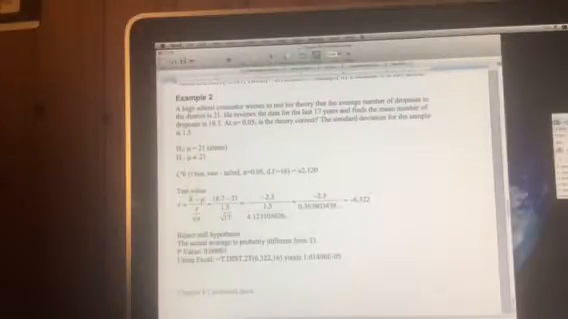The standard deviation for the sample is 1.5. Okay, so the first thing we need to do is set up our hypotheses. And in this case, the counselor simply said that he thought that the average was 21. So our null hypothesis is mu equals 21. Our alternative is mu does not equal 21. Okay, so we get through that step.